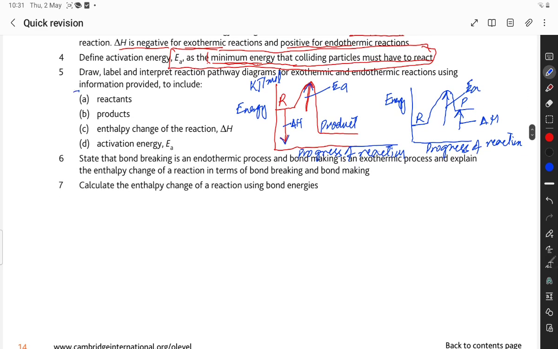Now you should know A, B, C and D, and this diagram carries 5 marks. You should know where reactants are written. These are bonus marks. Products, enthalpy change of the reaction, activation energy. This is for exothermic, and this is for endothermic.